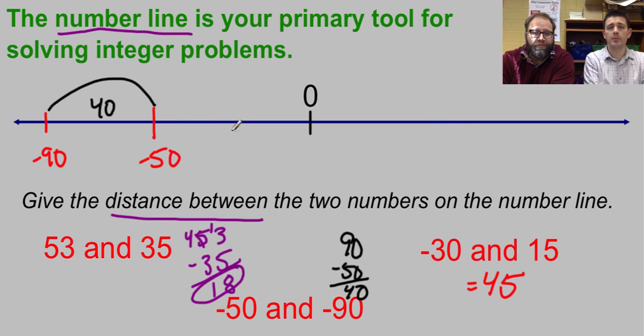But that number line helped us visualize whether we wanted to add the two numbers together like we did for Mr. Romanovich's example, or whether we just subtract the two numbers to find their difference.